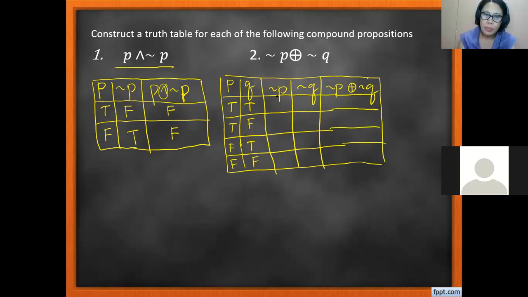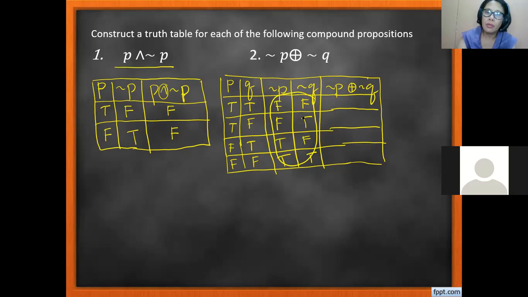So negation of P for the first row is false, false, true, true. Where did we obtain false, false, true, true? Initially, statement P is true, so its negation is false. Another true statement for P, so it has to be false. False, true, false, true. Likewise for Q, since this is true, its negation is false. Since this is false, this must be true. Since this is true, this must be false. False, true.